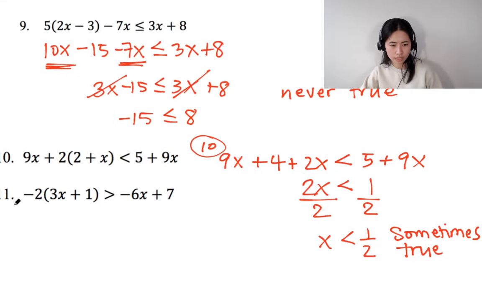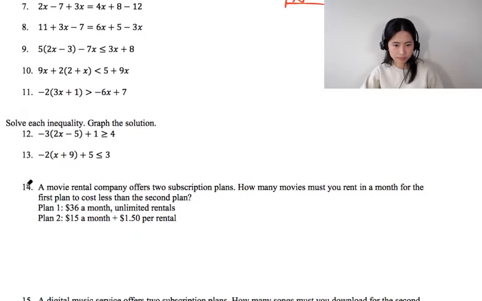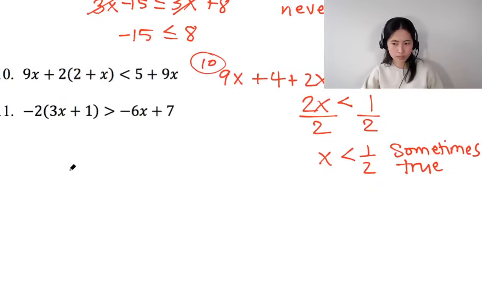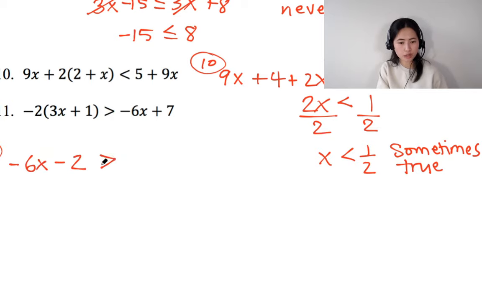Okay, so number 11, I think that was the last question. For number 11, again, you're going to apply the distributive property. If you have negative 2 times 3x, this is going to be negative 6x minus 2, and that's greater than negative 6x plus 7.